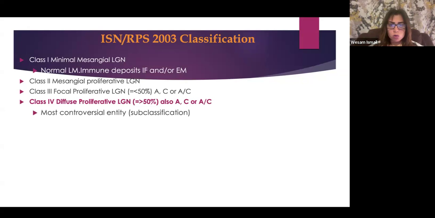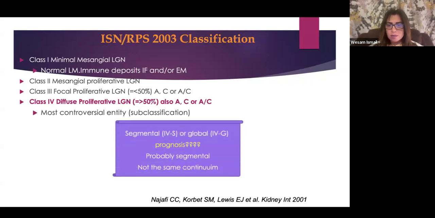There was also a most controversial entity because at that time they subclassified it into segmental or global, which is 4S and 4G, thinking that patients with 4S have a poorer prognosis than patients with 4G, meaning that the lesions involved are segmental in the glomeruli or global.